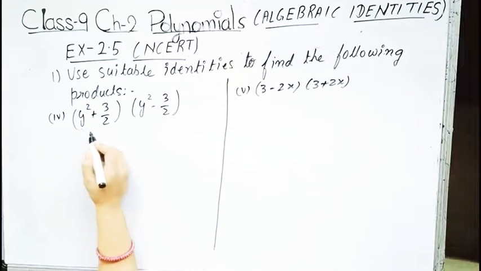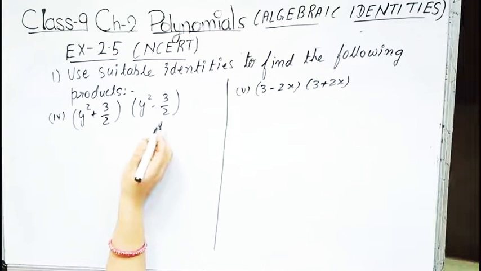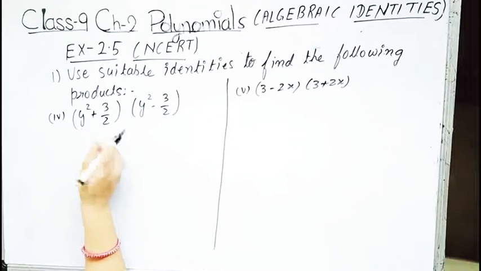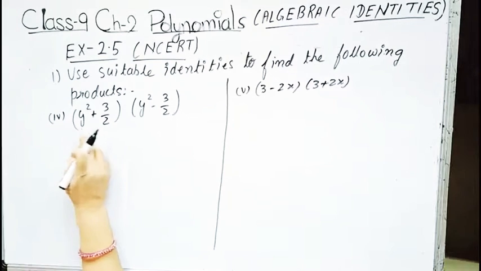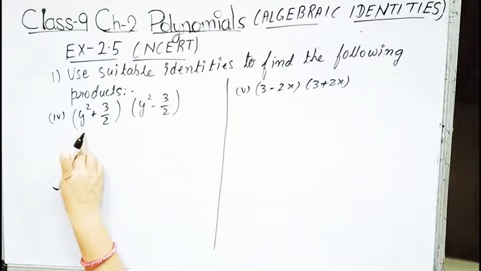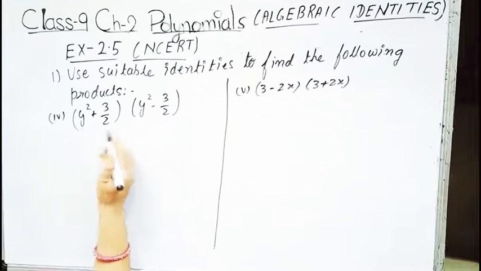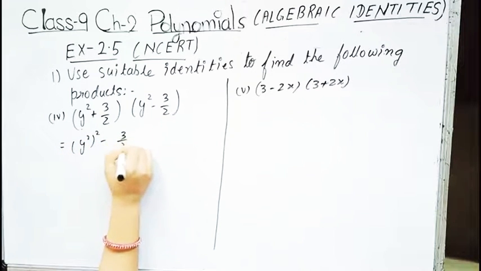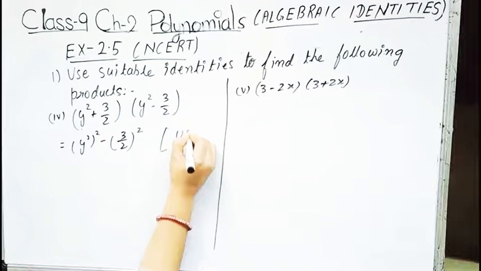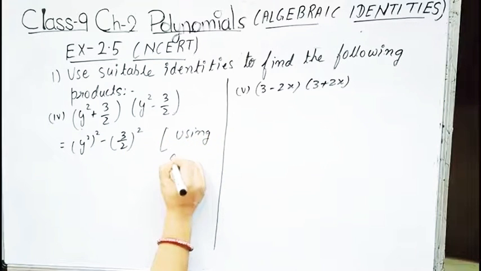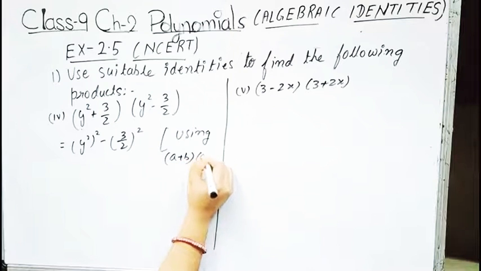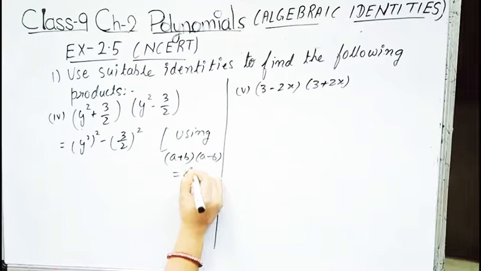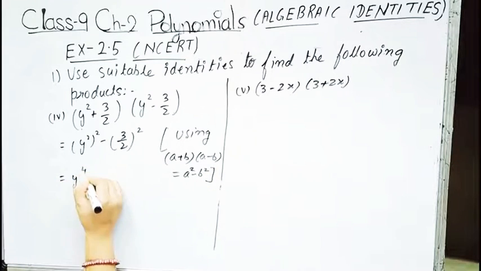Subpart number 4 is (y square plus 3 by 2) into (y square minus 3 by 2). Now you can take care that over here we can use the identity (a plus b) into (a minus b), where a we will be taking as y square and b we will be taking as 3 by 2. So this I can write as (y square) whole square minus (3 by 2) whole square, using (a plus b) into (a minus b) equals a square minus b square. So this I can write as y power 4 minus 9 by 4.